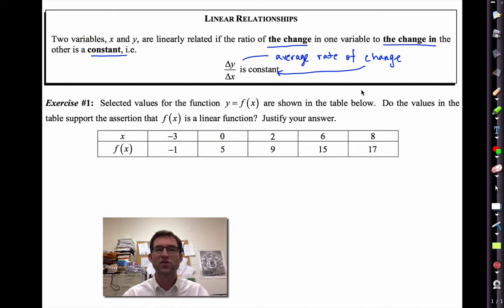Selected values for the function y equals f of x are shown in the table below. Do the values in the table support the assertion that f of x is a linear function? Justify your answer. An assertion, right? Nice little fancy word there. An assertion is a claim. It's a statement. I'm asserting that f of x is a linear function. Does this justify your answer? Well, go along and play around with it. Pause the video now.